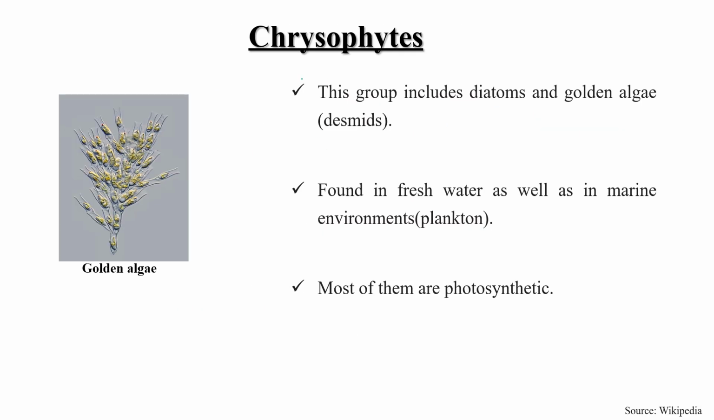Now the first member, that is chrysophytes. This is a very good example of chrysophytes, golden algae, and this group includes diatoms and golden algae, and this is popularly known as desmids. Okay, and these members are mainly found in fresh water as well as marine water, and we can use the term plankton for the same. All those which are found in marine water or fresh water, we can use the term plankton for the same. And most of the members are photosynthetic, meaning they are autotrophs. Okay.